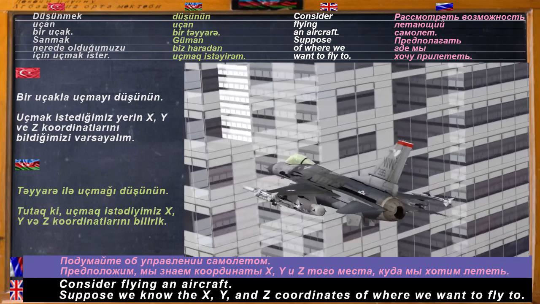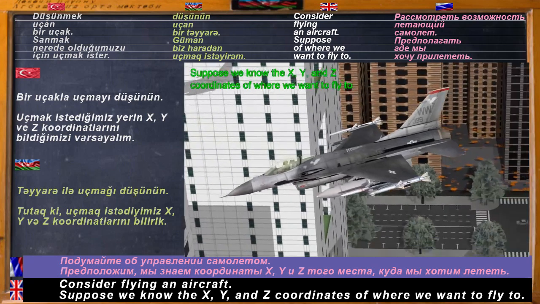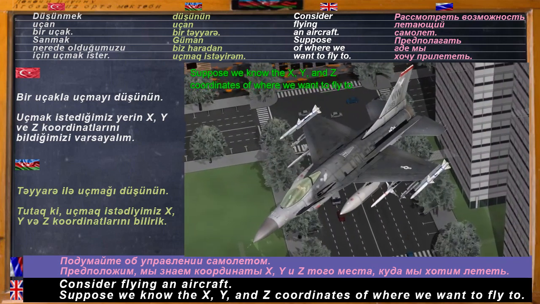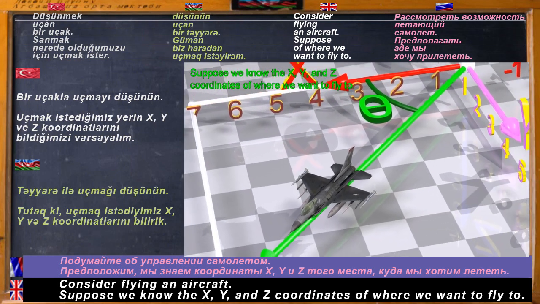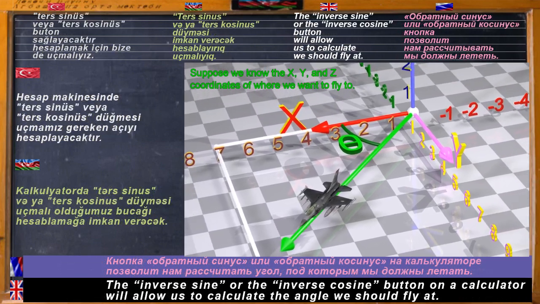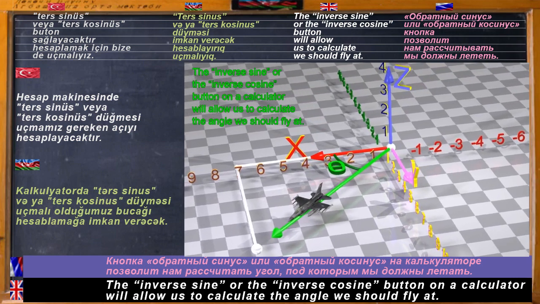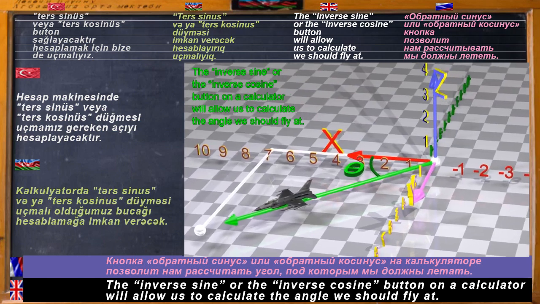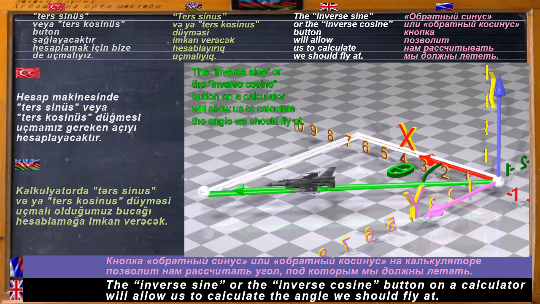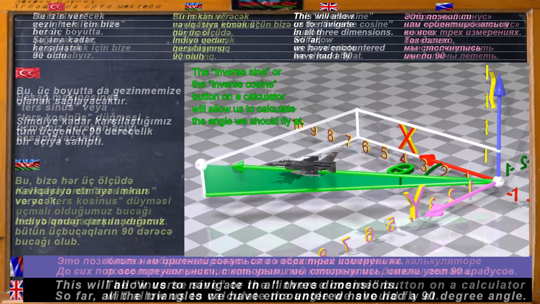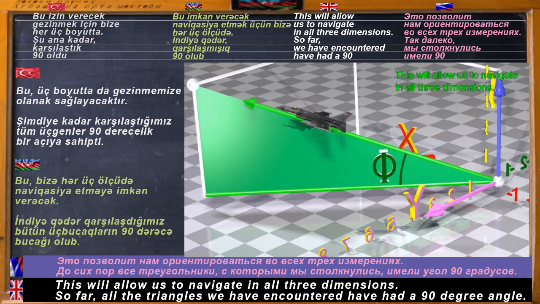Consider flying an aircraft. Suppose we know the x, y, and z coordinates of where we want to fly to. The inverse sine, or the inverse cosine button on a calculator will allow us to calculate the angle we should fly at. This will allow us to navigate in all three dimensions.